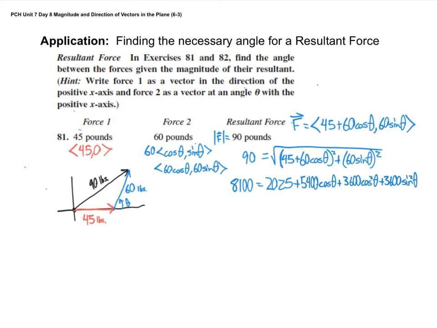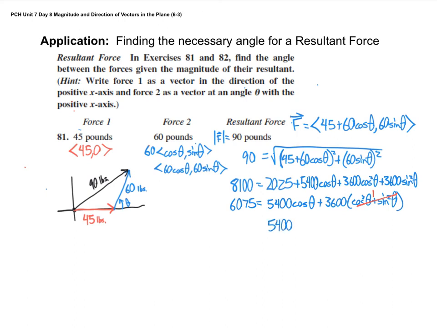First I'm going to subtract this 2025 from the 8100, so that's going to be 6075. I have a 5400 cosine theta. And then notice here I have a 3600 cosine squared plus a 3600 sine squared. Well, that's 3600 times cosine squared plus sine squared. And what do you know? This is one of our identities, the Pythagorean identity, that equals 1. So this is just a 3600. I'm going to subtract that to the other side.